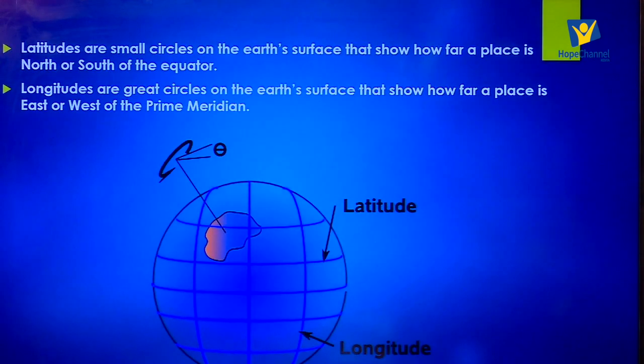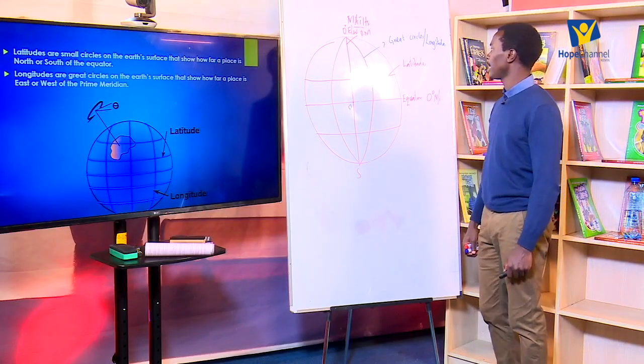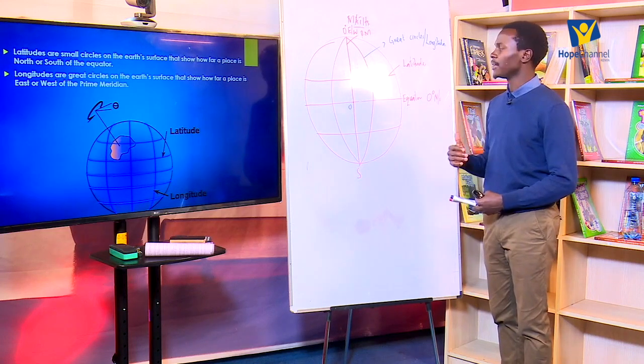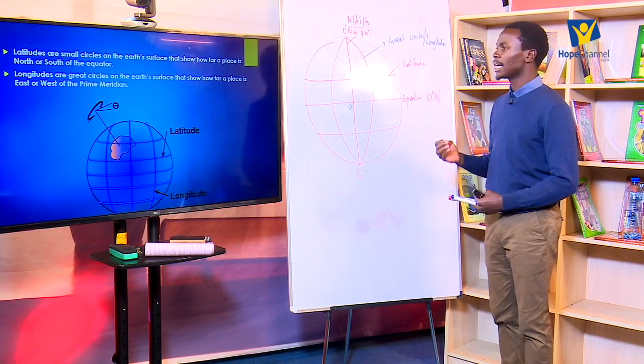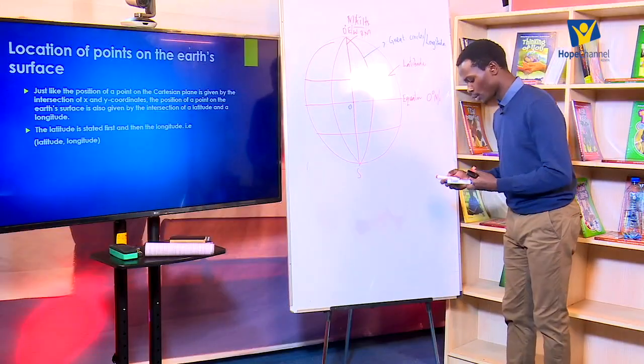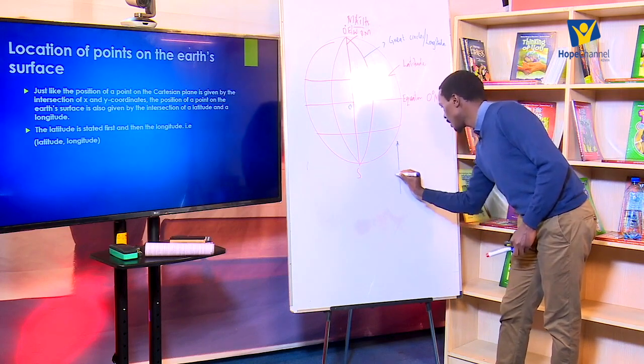Now, after we have been able to know what the great circles and the latitudes are, we can now locate a place on the Earth's surface. Basically, the reason why we have longitudes and latitudes is for location of places on the Earth's surface. And usually this is done just like you do it on a Cartesian plane. Now remember a Cartesian plane. Maybe to remind you of a Cartesian plane, it always has the x and the y axis.